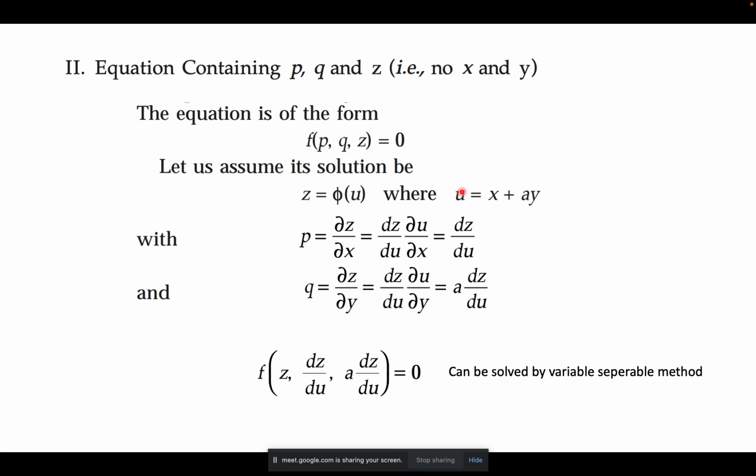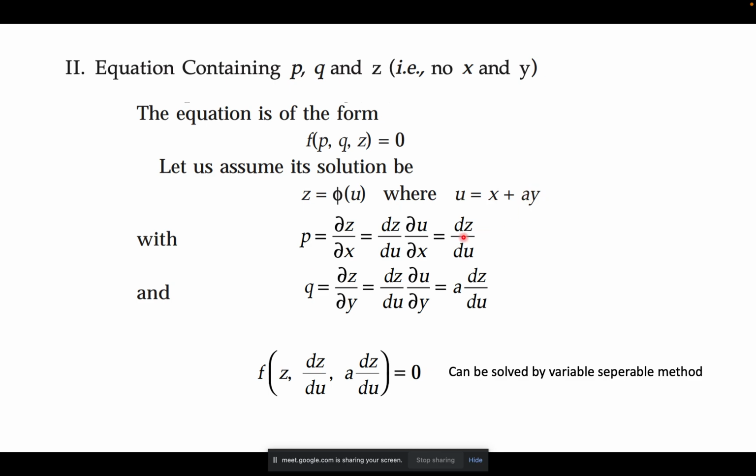Now if you try to calculate what is del u by del x, if you differentiate, you will get only 1, right? Because the coefficient of x is 1. So the value of small p will be del z by del u, right? So this is what you get when you just differentiate this equation. Now you can again ask what is the value of q. So q is del z by del y. Again you take the derivative and express this partial derivative in terms of u. So you have del z by del u times del u by del y. Now if you take the derivative of this u with respect to y, you will get only a, because the coefficient of y is a. So simply q can be written as a times del z by del u, right?